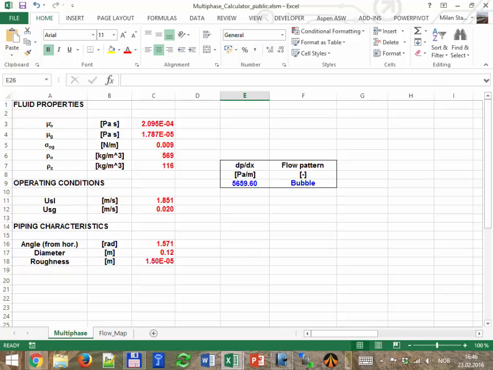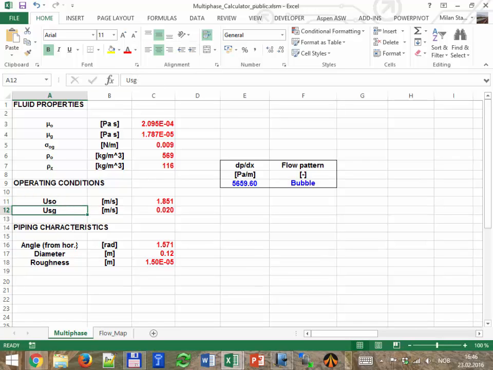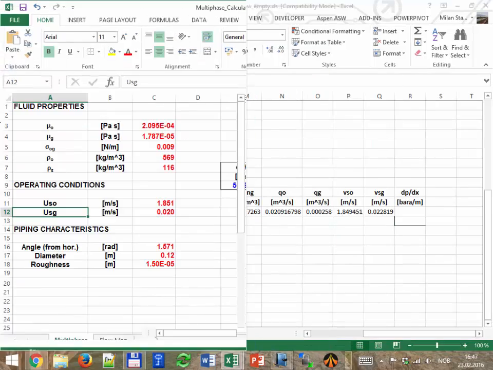So we need to see what we need. We need the viscosity of the oil, the viscosity of the gas, the surface tension between the oil and the gas, the density of the oil, the density of the gas, the superficial velocity of the oil, the superficial velocity of the gas. This we should change to oil. Then it needs the angle from the horizontal. In this case, we are taking just a vertical pipe. Diameter and roughness.